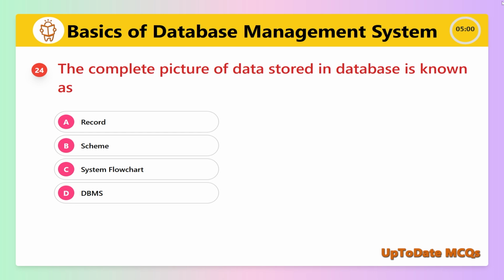The complete picture of data stored in database is known as A. Record, B. Scheme, C. System flowchart, D. DBMS. The correct answer is option number B, Scheme.